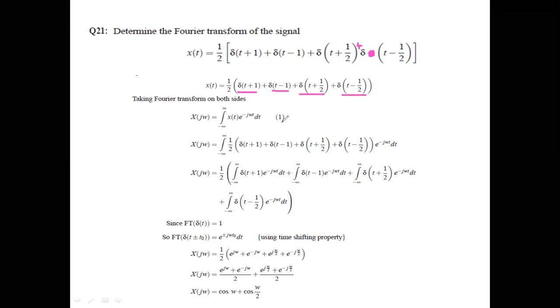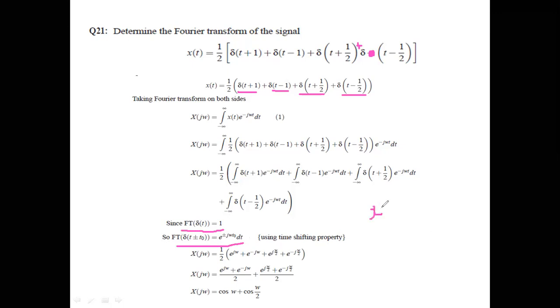Take the Fourier transformation definition, and substitute the given signal, e power minus j omega t dt, and split it into the 4 parts: the integral of delta of t plus 1, delta of t minus 1, delta of t plus 2, and delta of t minus 2. We know the Fourier transformation of delta is 1. And whenever it is shifted, it is multiplied by e power plus or minus, depending upon the value. If it is a plus, we get e power minus, and if it is a minus, e power plus, using the shifting property.